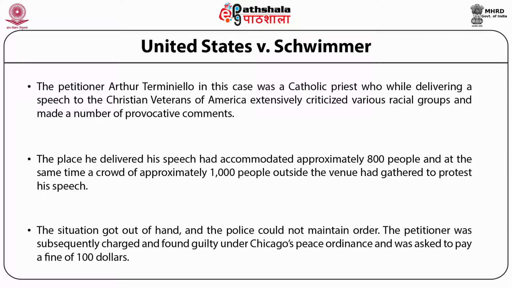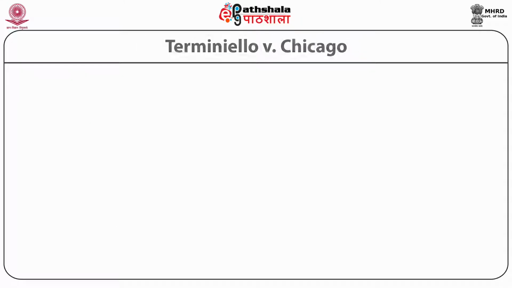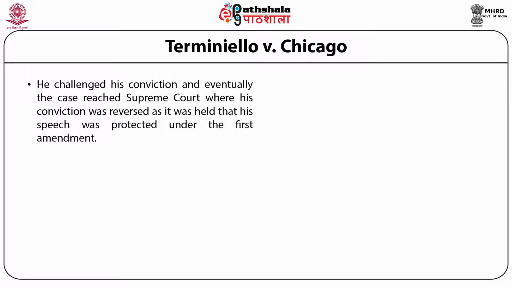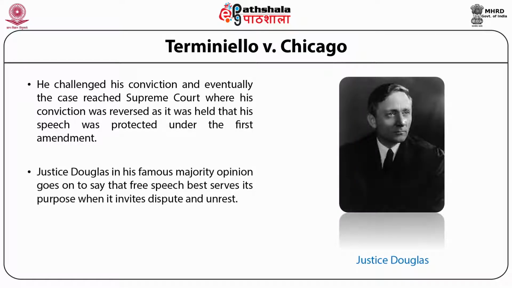Arthur Terminello challenged his conviction, and eventually the case reached the apex court, the Supreme Court in Washington, D.C. In D.C., the Supreme Court reversed his conviction, as it was held that his speech was protected under the First Amendment. Justice Douglas, in his famous majority opinion, goes on to say that free speech best serves its purpose when it invites dispute and unrest.